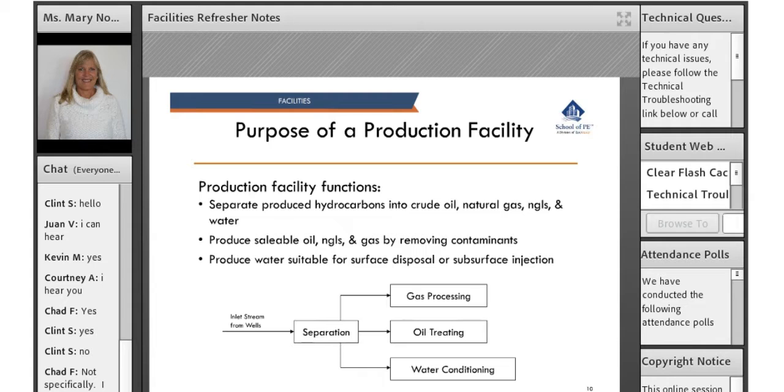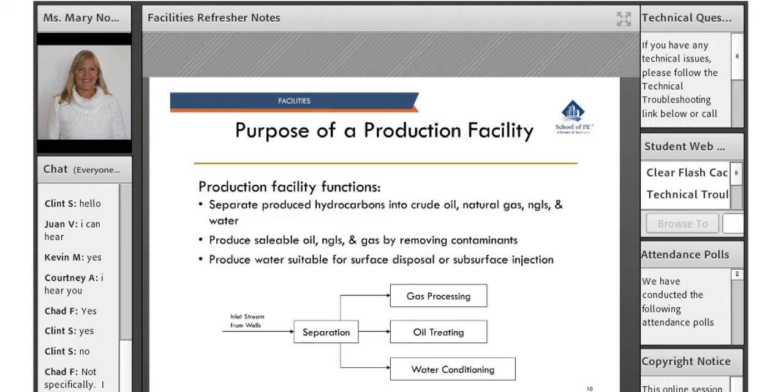And when I say NGLs, a lot of people refer to them as condensates in our industry. Technically, they can be called a lot of different things, but most people just throw them all in. If it's pretty clear, they call it a condensate, which, right or wrong, doesn't matter. But the whole idea is to be able to sell our stuff and remove the contaminants.